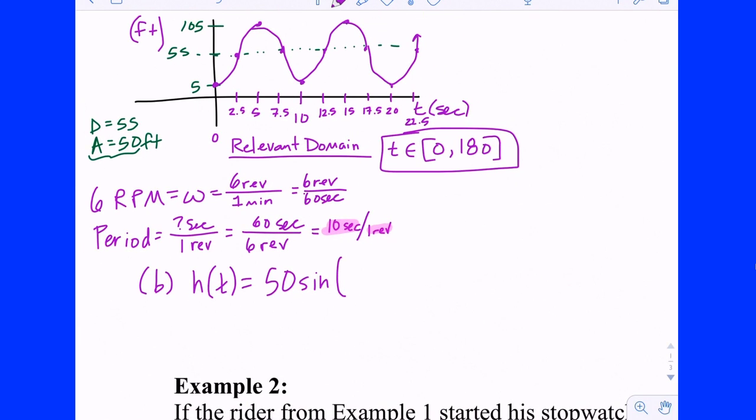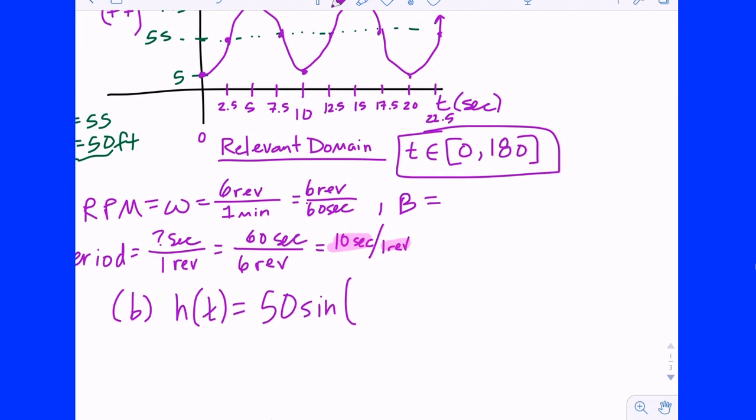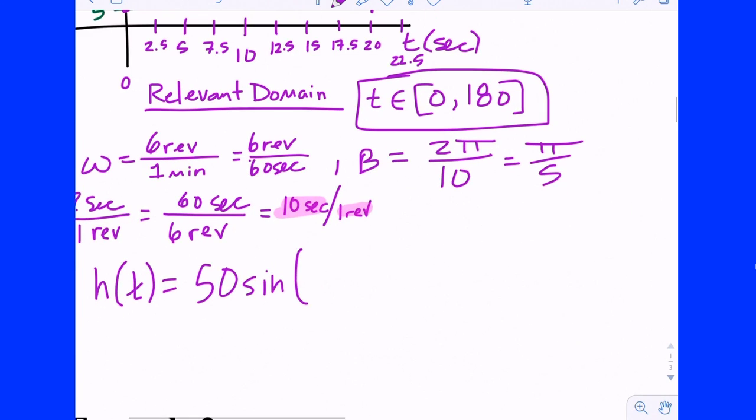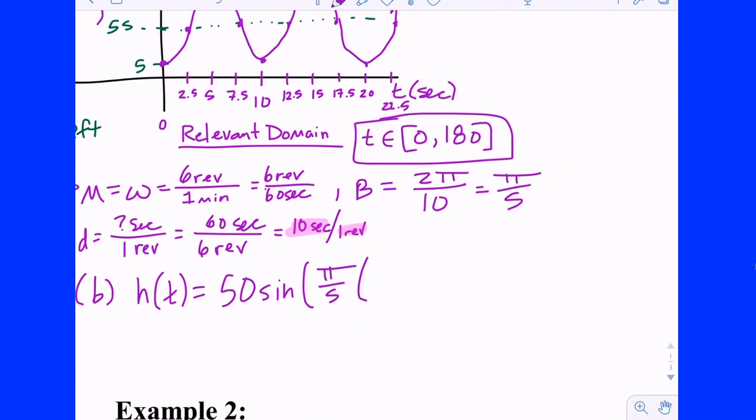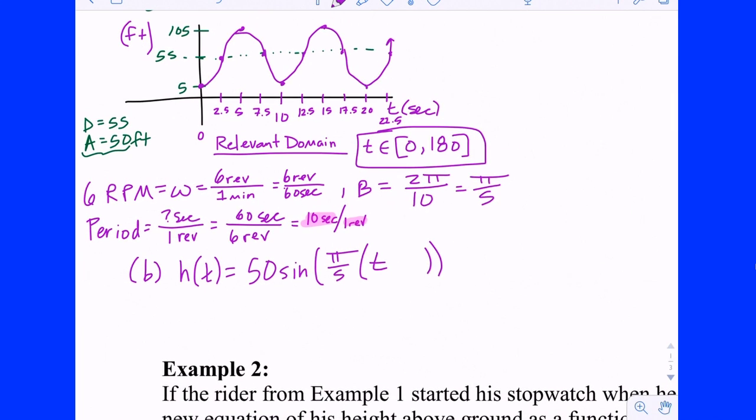Now what goes next? 10 or 6 or neither? The b value goes next. We have the angular velocity is 6. We have the period is 10. Is that what goes next? No. We have to find the b value. The b value, remember, is 2 pi over the period, which is 2 pi tenths or pi fifths. Yeah. So we get pi fifths, parentheses, not x, but what is our independent variable? T. And then I'm going to leave it blank there, close, and then plus what for our d value? 55.